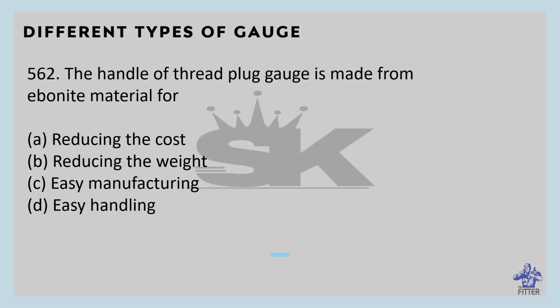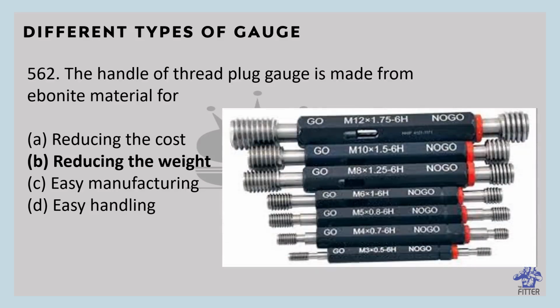The handle of thread plug gauge is made from ebonite material for reducing the weight. These are the plug gauges of different specifications.